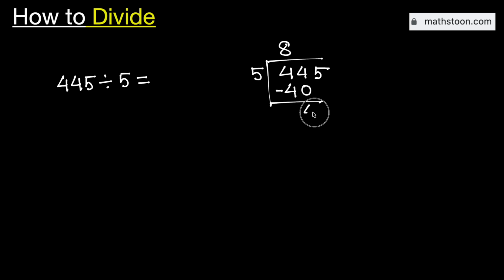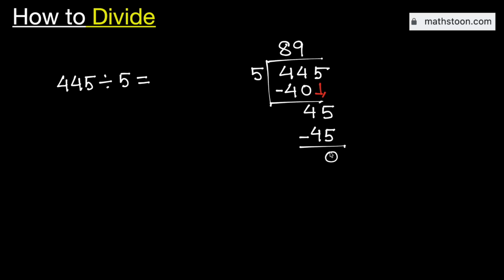Subtract, we get 4. Now see that this 4 is less than 5, that is why we will bring down this number 5 here. And from the multiplication table of 5, we know that 5 times 9 is 45.